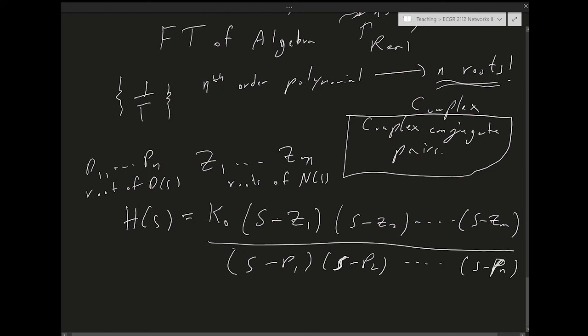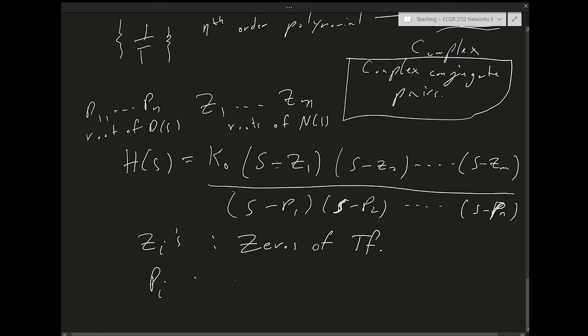Now those z_i's are called the zeros of the transfer function, and the p_i's are called the poles of the transfer function.